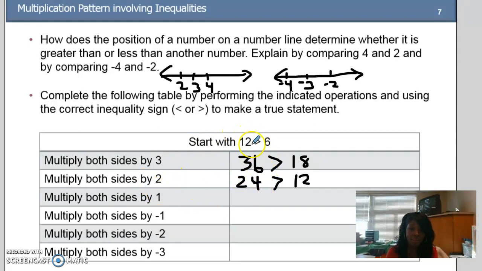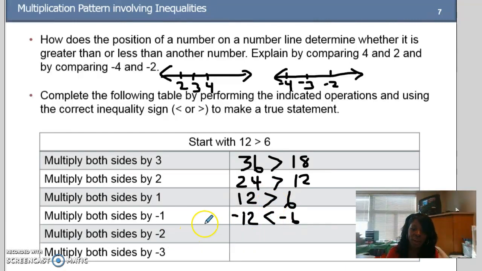Let's multiply both sides by 1. 12 times 1 is 12. 6 times 1 is 6. 12, in fact, is greater than 6. All right, now let's multiply both sides by -1. -1 times 12 is -12. -1 times 6 is -6. Is -12 greater than -6? No. -12, in fact, is less than -6 because -12 is to the left of -6. So the sign actually switches.